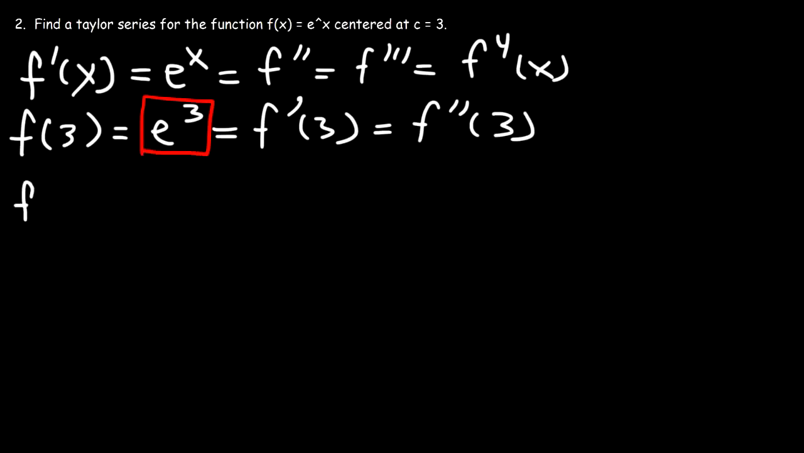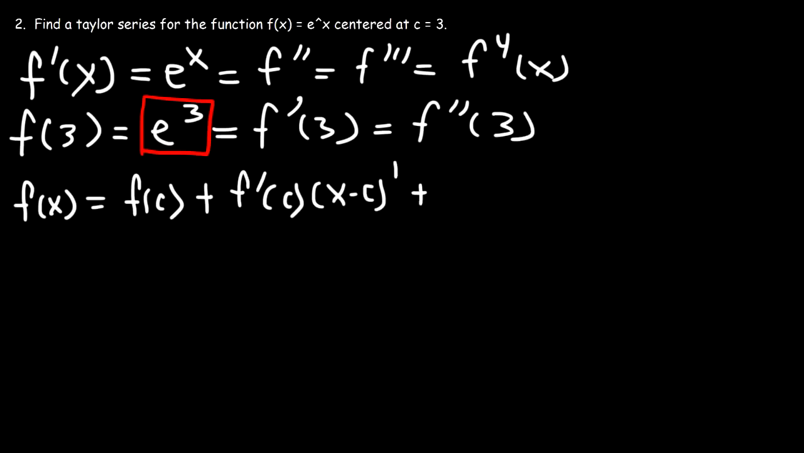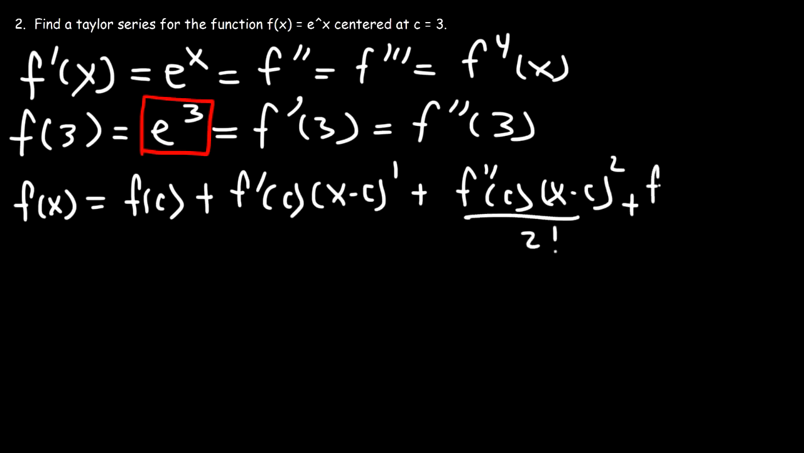Now let's write out the function. So f of x is going to equal f of c plus f prime of c times x minus c to the first power plus the second derivative times x minus c to the second power divided by 2 factorial, and then it's going to be the third derivative times x minus c to the third power over 3 factorial, and then that's just going to continue.